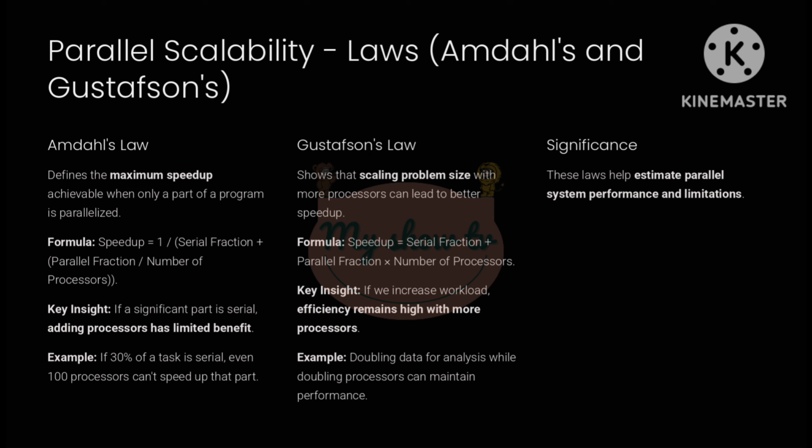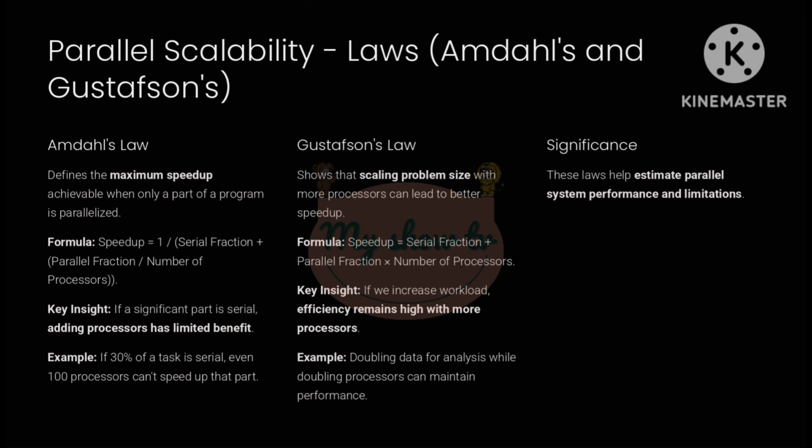But it also reminds us that if a part of the program cannot be parallelized, then adding more processors will not help much. For example, imagine a program where 30% of the code is serial, meaning it cannot be divided among processes. Even if you add 100 processes, that 30% will take its own time. So speedup has a limit when serial portions are present. The formula for Amdahl's law is speedup equals 1 over (serial fraction plus parallel fraction divided by number of processes).